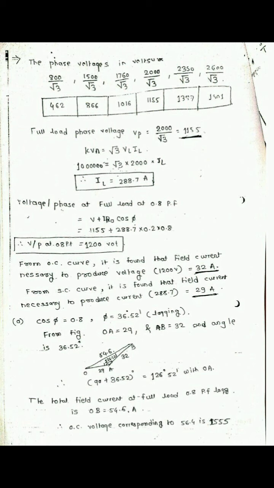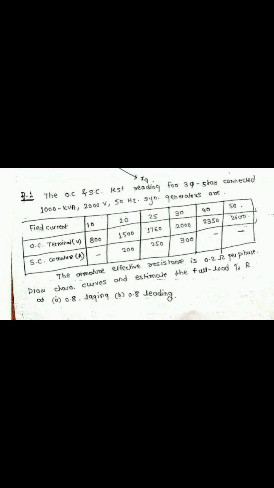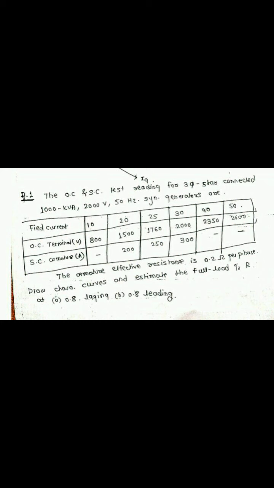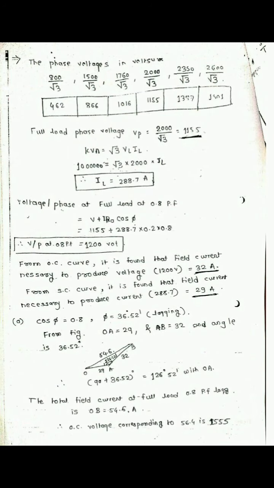From these characteristics we want to draw curves, called the open circuit test characteristics and short circuit test characteristics. Then convert the full load voltage into its phase value. The phase voltage, that is 2000 divided by root 3, gives the value 1155, because as we know, these vector diagrams are all concerned with the phase values, not for three phase. That's why we convert that voltage into a phase voltage.